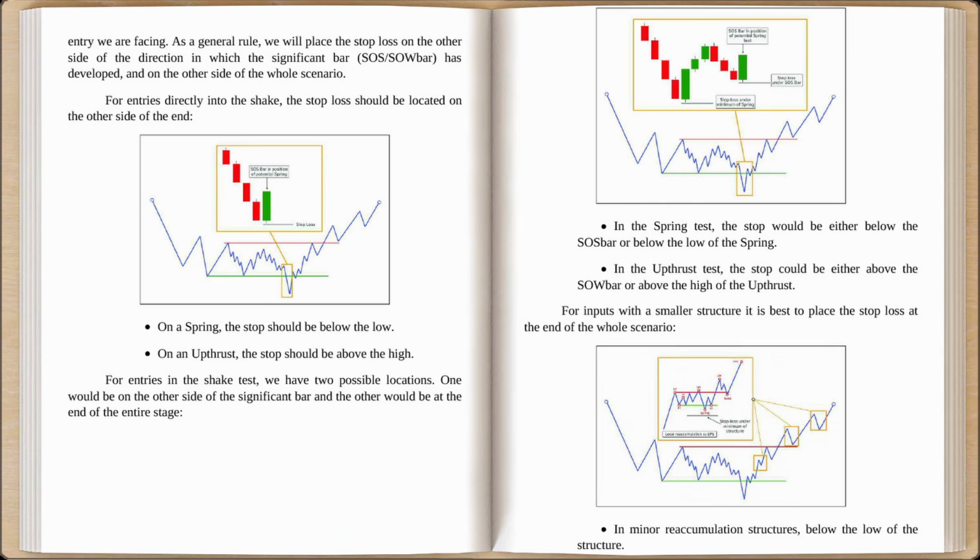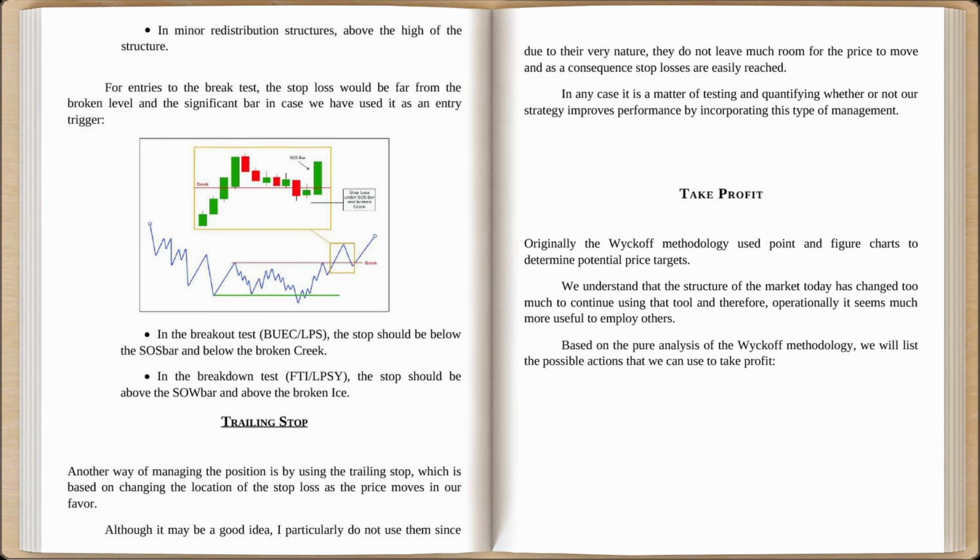For entries with a smaller structure, it is best to place the stop loss at the end of the whole scenario. In minor reaccumulation structures, below the low of the structure. In minor redistribution structures, above the high of the structure.